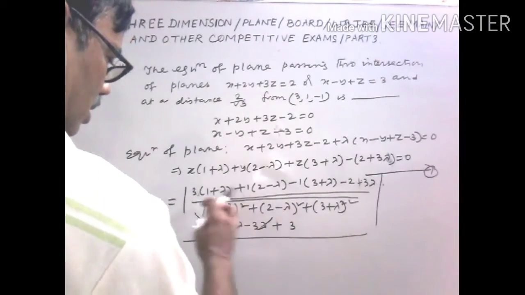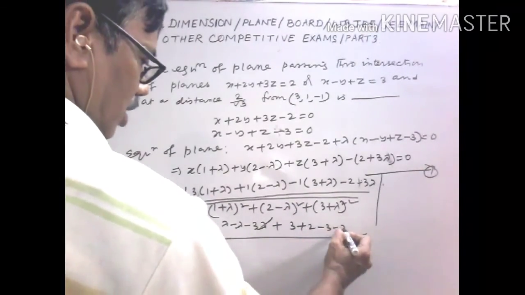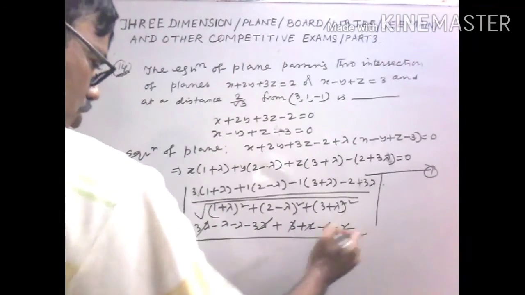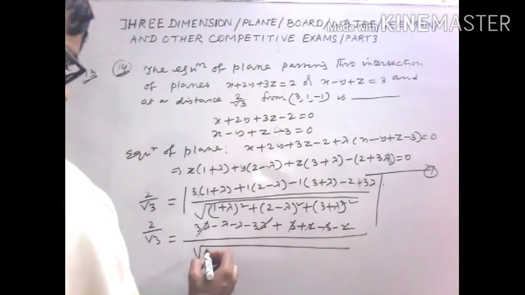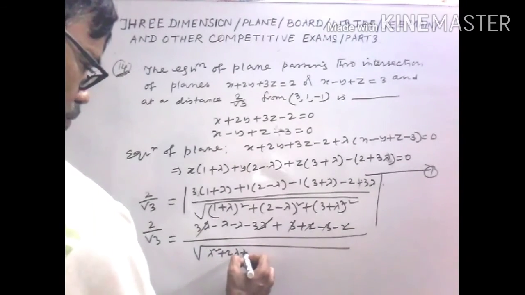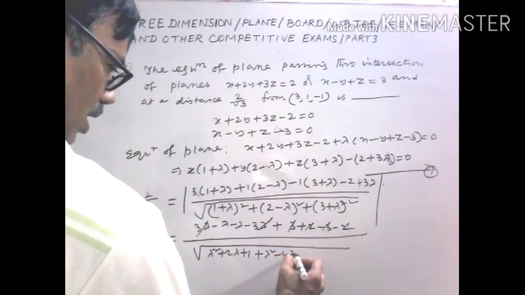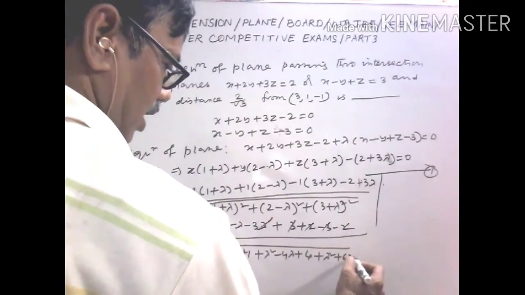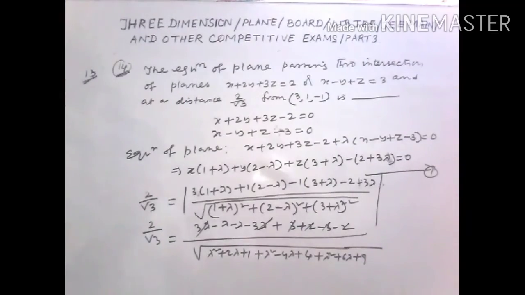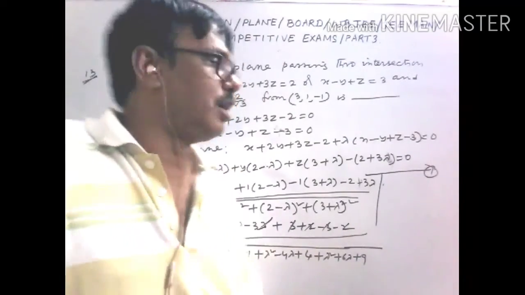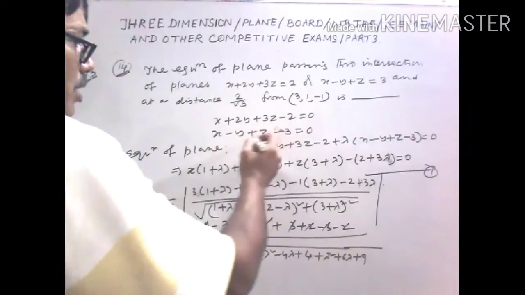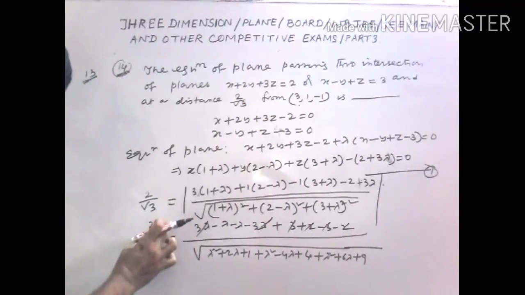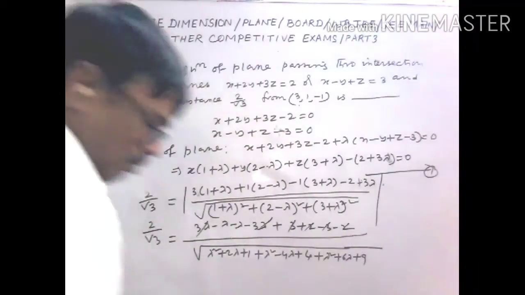So this is 0, I think. So 3 plus 2 minus 3 minus 2, this part is 0. And the denominator is lambda square plus 2 lambda plus 1, lambda square minus 4 lambda plus 4, lambda square plus 6 lambda plus 9. So squaring this equation and solving, we get lambda. Putting the values of lambda, we get the equation of the plane. So you simplify this part.